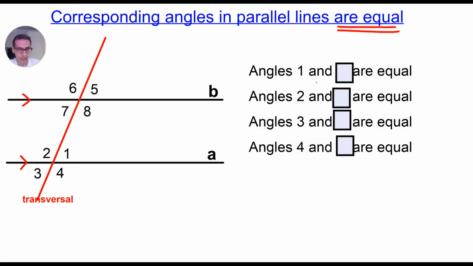So let's just finish this off. Pause the video and have a go at filling in the blanks. We can see angles 1 and 5 are equal. Angles 2 and 6. Angles 3 and 7. Angles 4 and 8. So corresponding angles in parallel lines, and this is really key, they have to be parallel lines, are equal. You're going to need a transversal and at least one pair of parallel lines. We're going to look at this in a bit more detail in the next video.